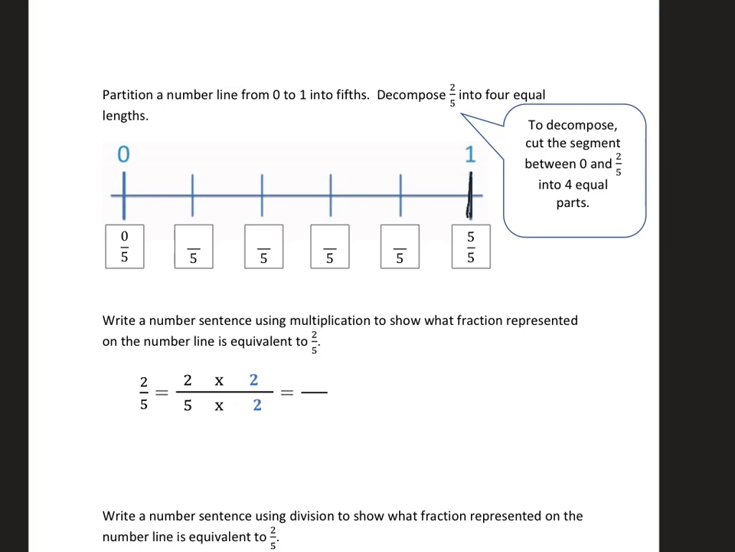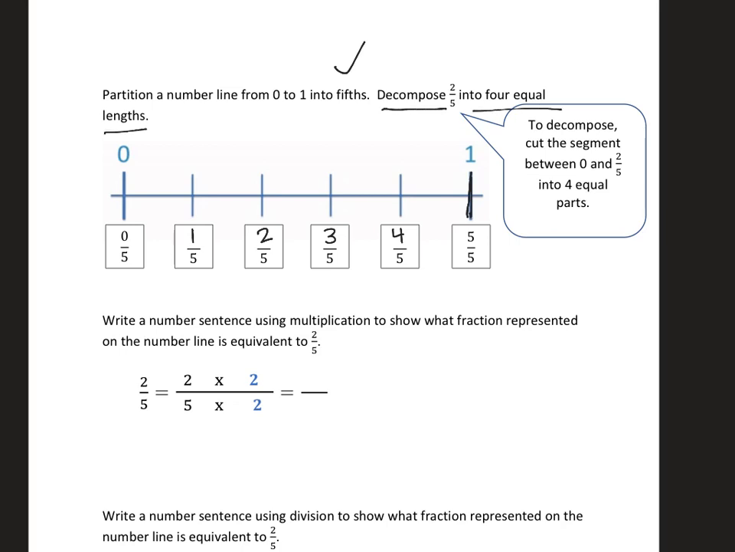So they started with 0/5, so I know that next is going to be 1/5, then 2/5, 3/5, 4/5, and then they already gave us 5/5, which is the same as 1 whole. Okay, so we did this first part right here. Now we need to decompose 2/5 into 4 equal lengths.